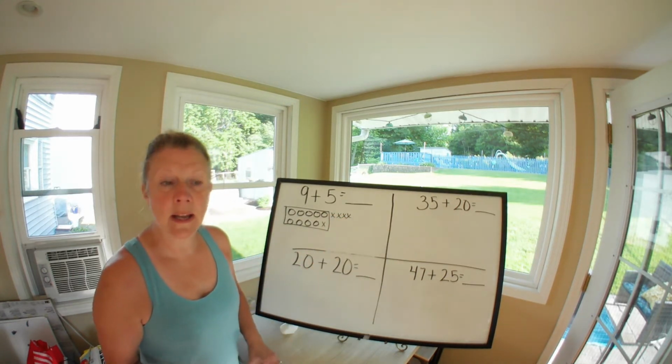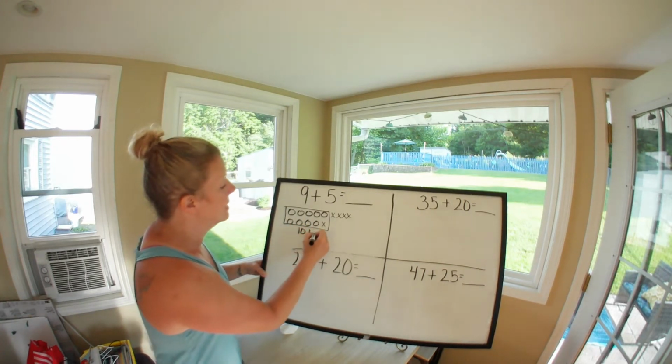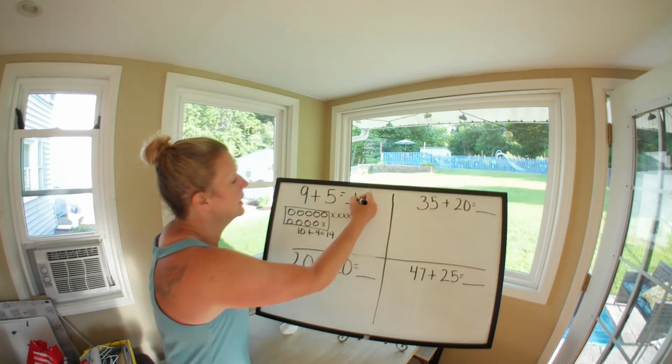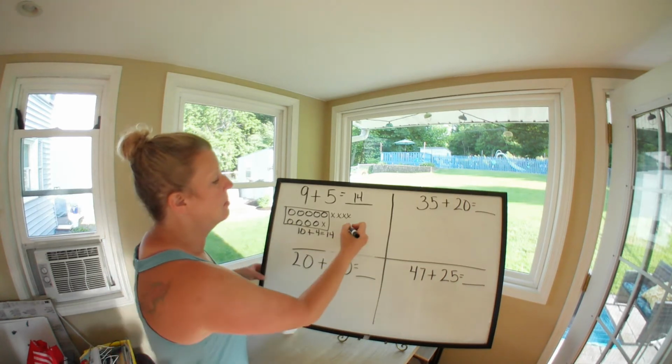So what do I have? I have 10, because my whole 10 frame is filled, plus the 4 on the outside, and we know 10 plus 4 is 14. So that's one way to solve it. Now, let's do the number bond way.